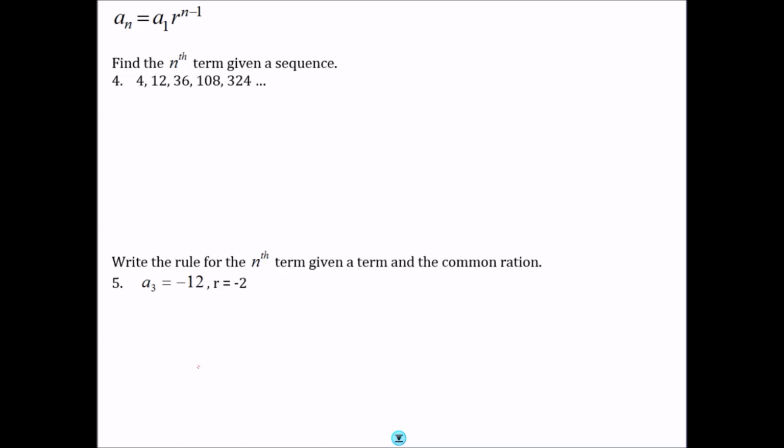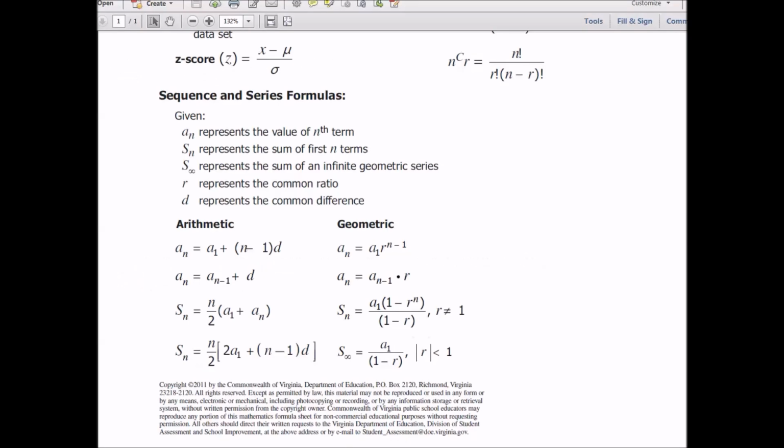So let's take a look at our equation for the nth term of a geometric sequence. If we look back at our SOL formula sheet, this is the first formula given on the geometric list. We have a sub n, which is our nth term, a sub 1 is the first term, r is the common ratio, and n is the number of terms. Just like with the arithmetic formulas, the second formula is a recursive formula, which we won't worry about right now. And the last two are summation formulas, which we'll get to in a few minutes.